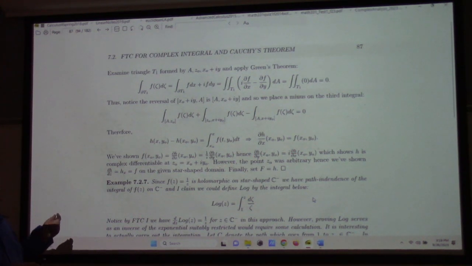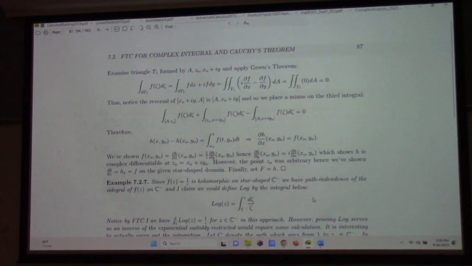What does that mean? That means that h satisfies the Cauchy-Riemann equations, therefore h is complex differentiable, right? But the point z naught was arbitrary, hence we've shown that dh dz is equal to h x, which by the way is equal to f on the given star-shaped domain. And then finally, set my h equal to big F, and then you've got the statement of the theorem.